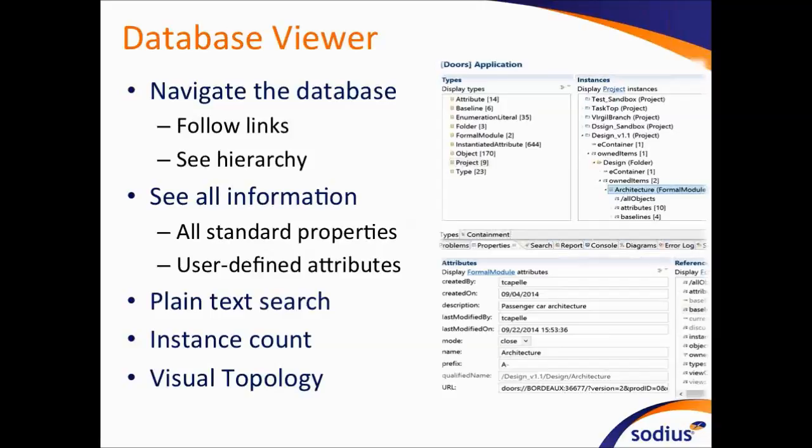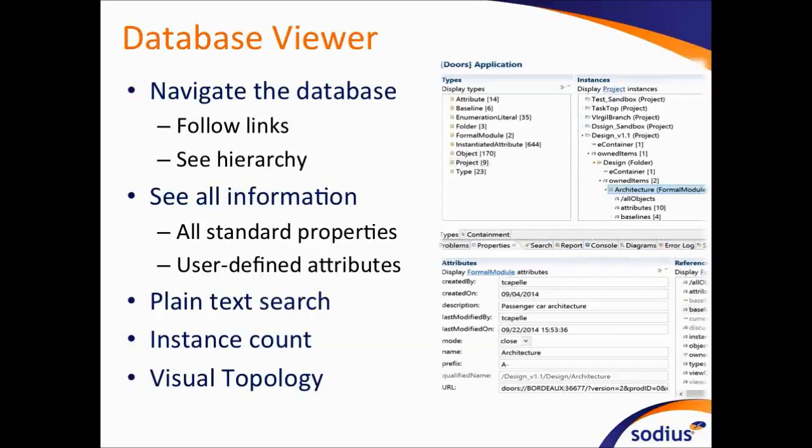On the bottom side, where it says properties, the bottom portion of this view, that is showing me the detailed properties for whatever's selected. You can almost think of this as a model debugger, because now I clicked on a formal module and this view is showing me every property that's on there. You can see last modified by, last modified on, the mode, the name, the prefix, the URL. Anything that's standard for a DOORS object, or in this case a formal module, to have, you're going to see here. It's a little bit cut off, but towards the right of that there's references, so you see those same links that you're seeing up above.